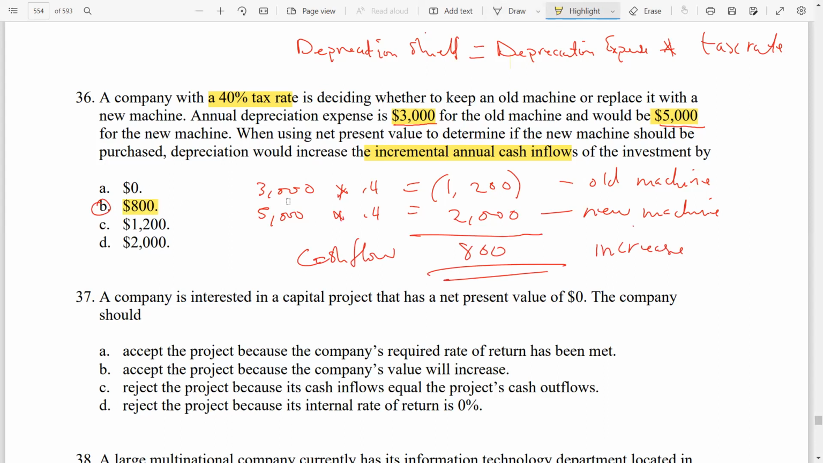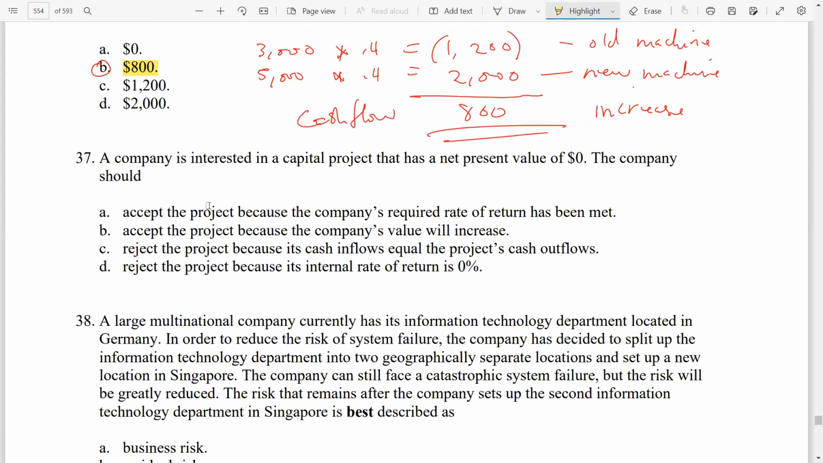So let's move on to the next one, which is question number 37. A company is interested in a capital project that has a net present value of 0. The company should... All right, a net present value of 0 means that IRR equals the rate of return. The expected rate of return is equal to the internal rate of return. So what should the company do in this case?